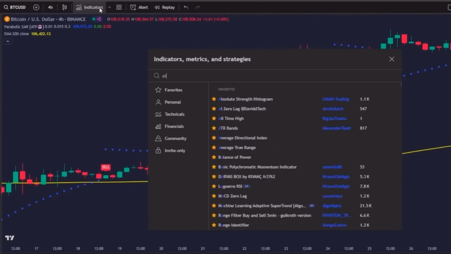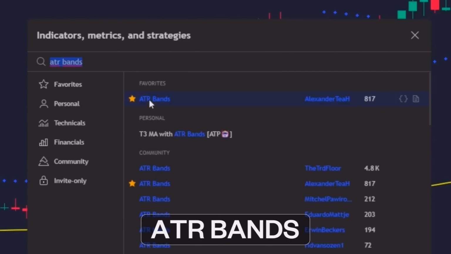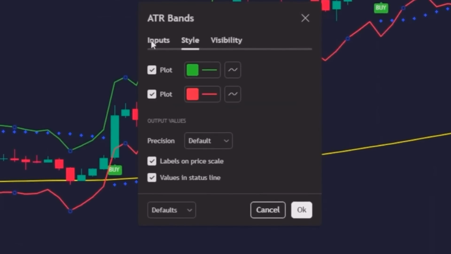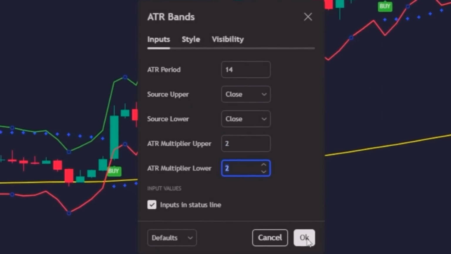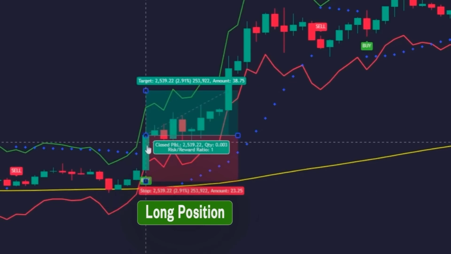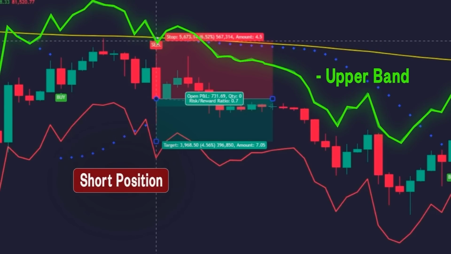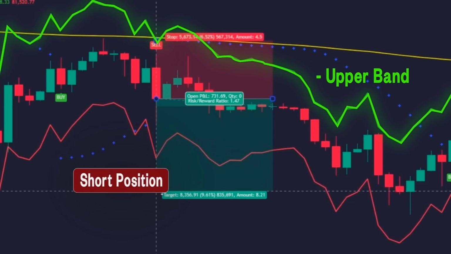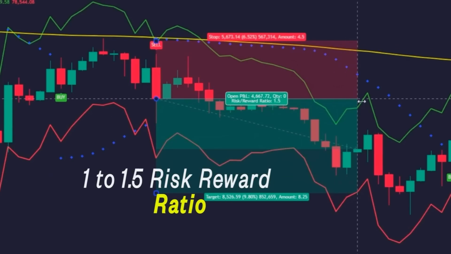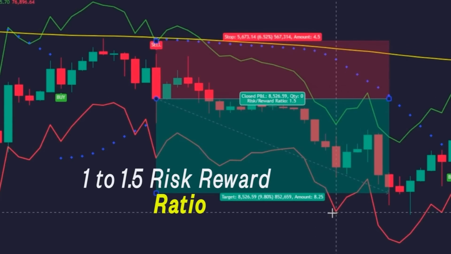For the stop loss, we will use the ATR bands with a multiplier of 2, so every trade adapts dynamically to market volatility. For long positions, the lower band sets our stop loss, and for shorts, we use the upper band. As for the take profits, we'll stick with the 1 to 1.5 risk to reward ratio.